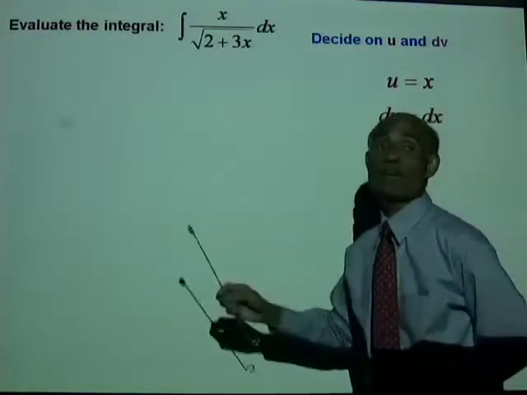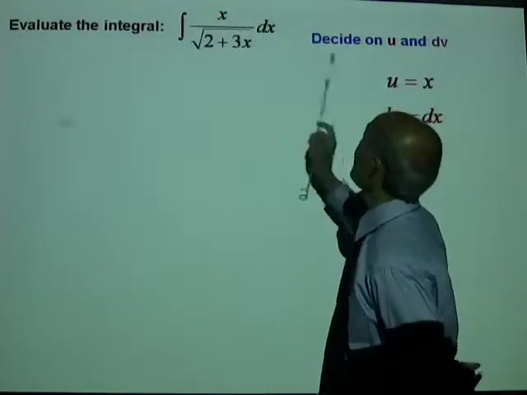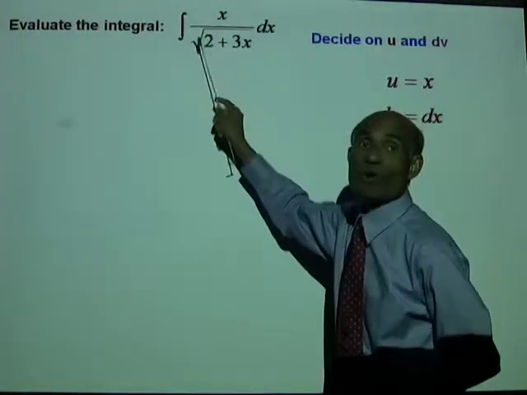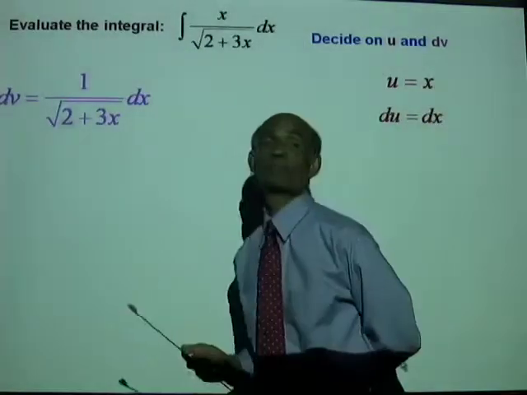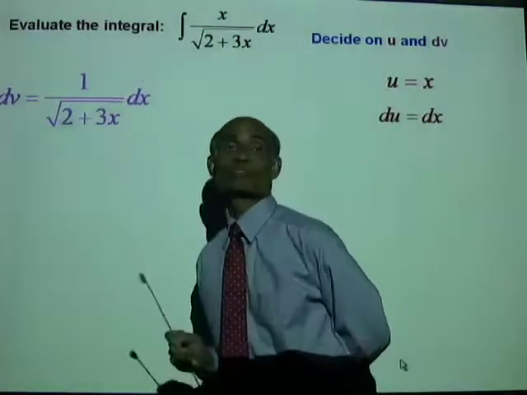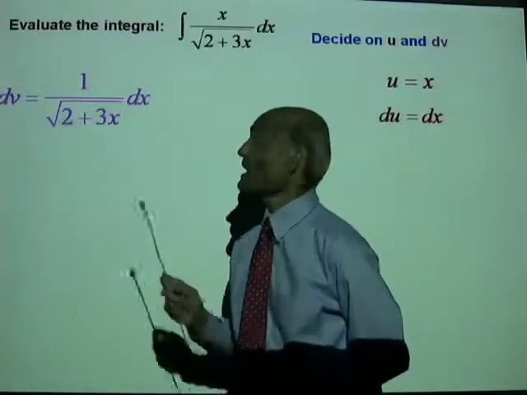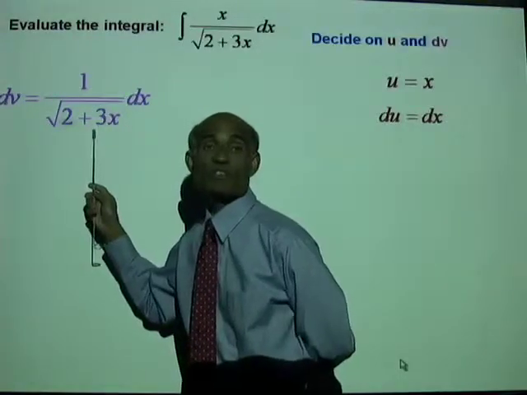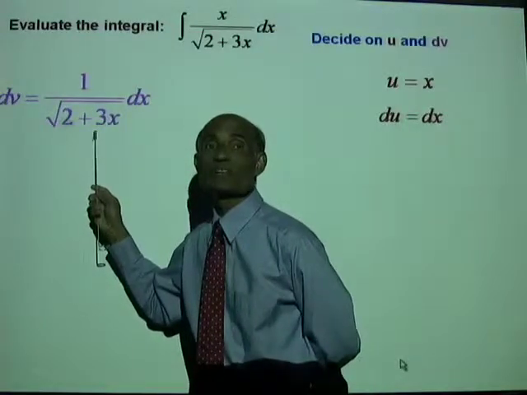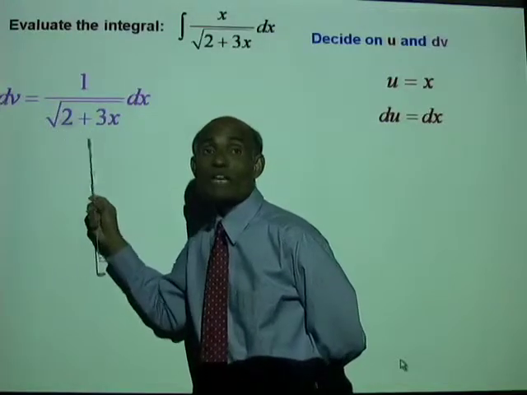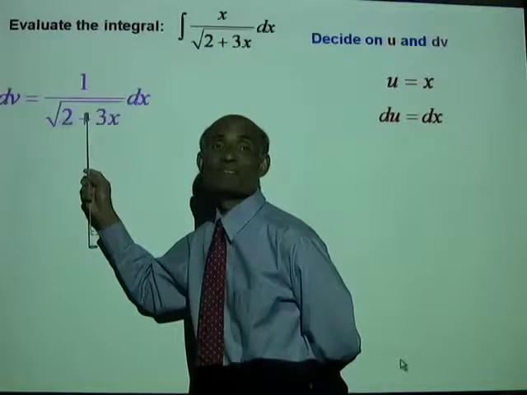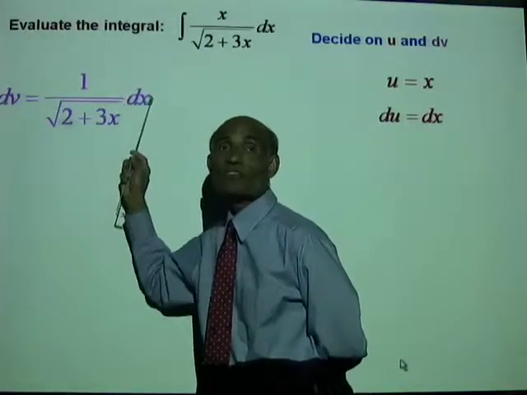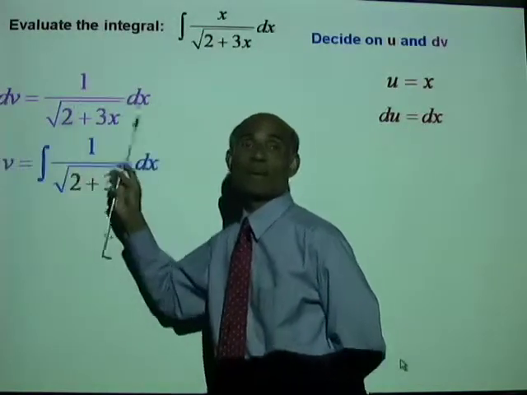What is your dv then? If u is x, your dv will be 1 over square root 2 plus 3x dx. That's right. How do we integrate this? By now, you must be able to integrate these kind of quantities very easily. Well, we substitute 2 plus 3x equal to u. And then replace your dx in terms of that.